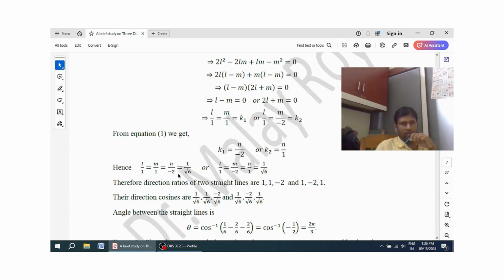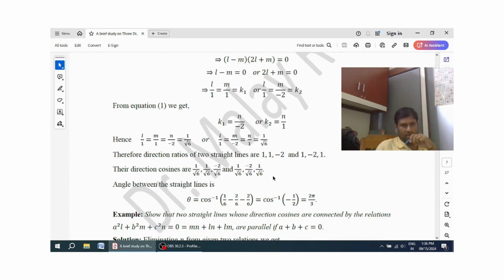The direction ratios are 1, 1, minus 2 and 1, minus 2, 1, and if we find the value of the element, then 1 by root 6, 1 by root 6, minus 2 by root 6 will be the direction cosines. You see, this is also stated here.